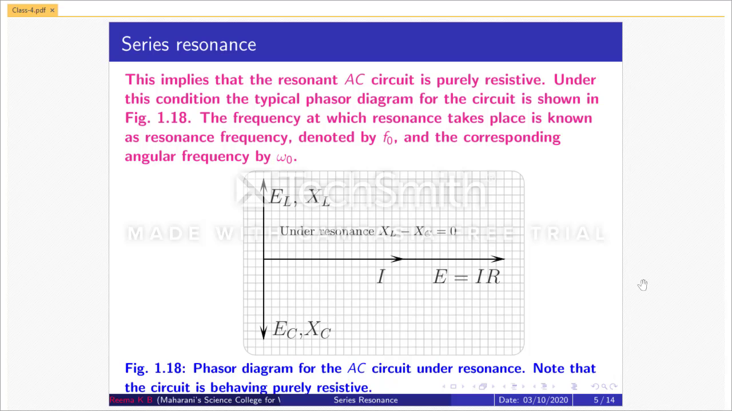Under this condition, the typical phasor diagram for the circuit is shown in figure 1.18, which shows the phasor diagram for the AC circuit under resonance. Here, the circuit is behaving purely resistive. The frequency at which the resonance takes place is known as the resonance frequency, denoted by F0, and the corresponding angular frequency by omega naught.